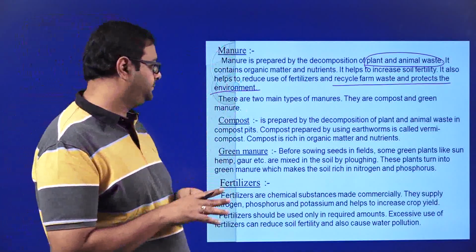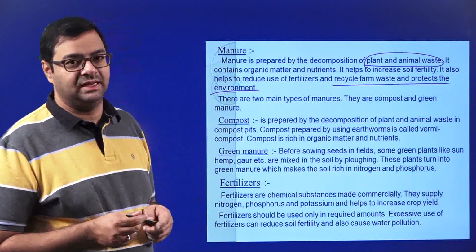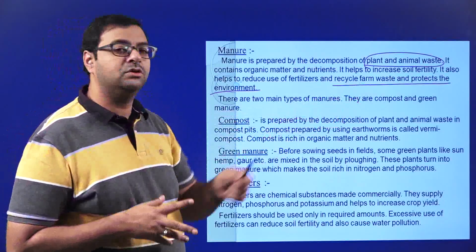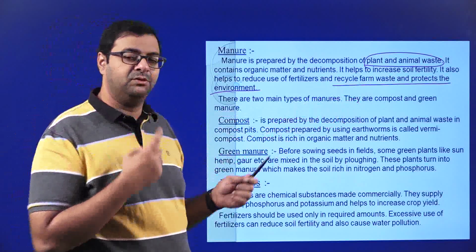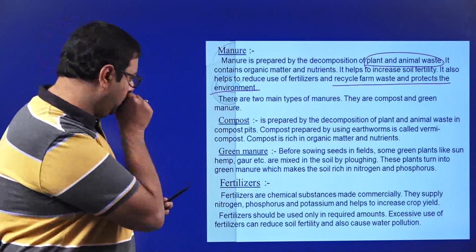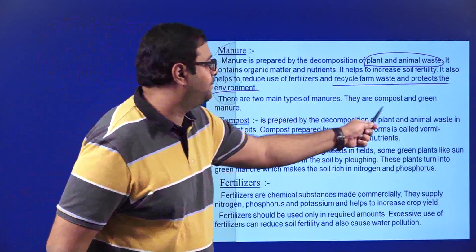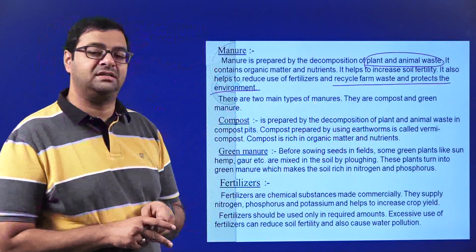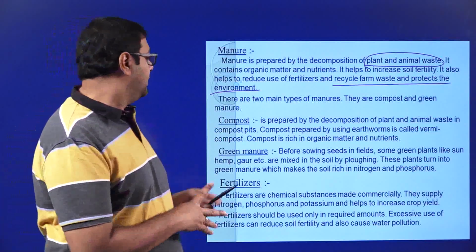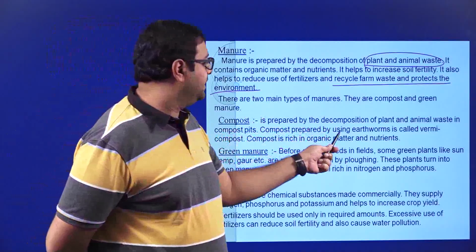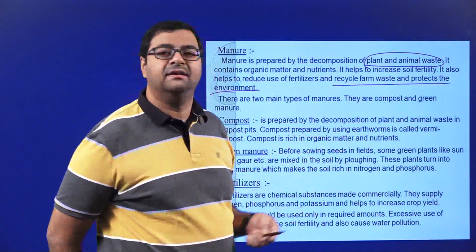Now there are two types of manure which are seen. The first one is compost and the second one is green manure. Now we'll see what is compost and what is green manure. Compost is prepared by decomposition of plant and animal waste in compost pits. You might have seen what compost pits are and how they look. Compost prepared by using earthworms is called vermicompost. Compost is rich in organic matter and nutrients.